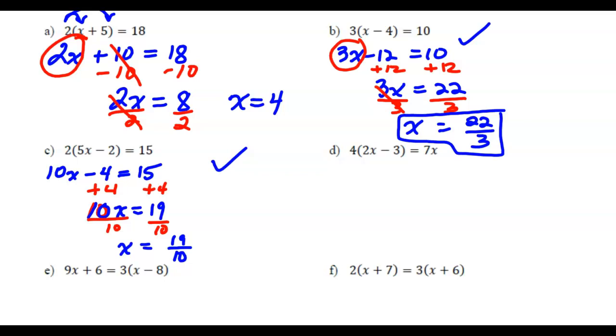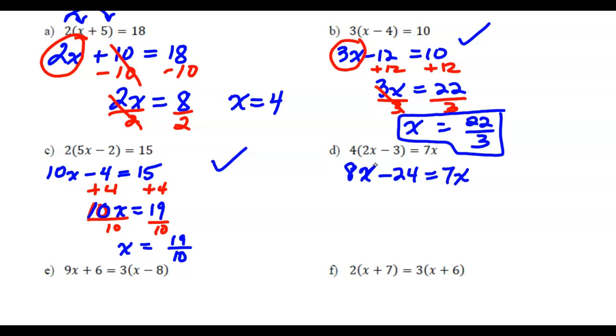D, same steps. You'll notice that just on the right-hand side, it's got an x term. So maybe we'll have to group the x's first. But we still want to expand out the brackets first. There we go. 8x minus 24 equals 7x. Now, 2 terms with x's in it on either side. So I always start with getting those together.